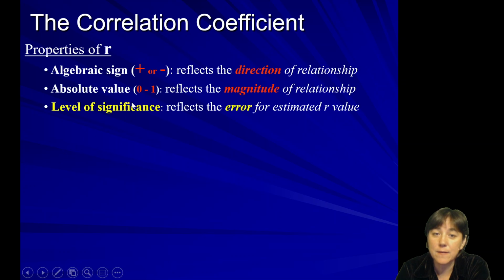Okay, how about the correlation coefficient, this single number between 0 and +1 or 0 and -1, based on whether we're talking about a positive or a negative relationship. So we've learned three properties of this correlation coefficient so far: the direction, positive or negative, and magnitude. If it's 1, then it's a linear relationship. If it's 0, there's no relationship. And the third property that we need is the level of significance, basically reflecting the error.